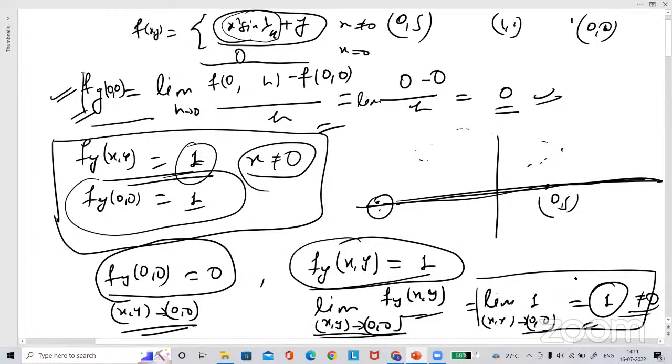Sir, I have a question here. You have put, using the limit formula, right, sir? So f(0, h), how is it 0, sir? Won't it be h because x goes to 0 and y will be h? Will it not be h in the numerator, sir?